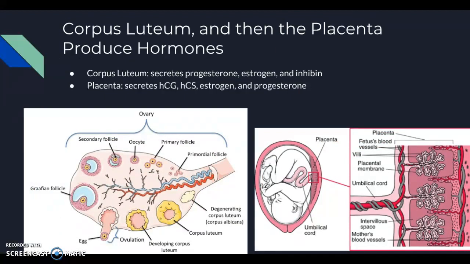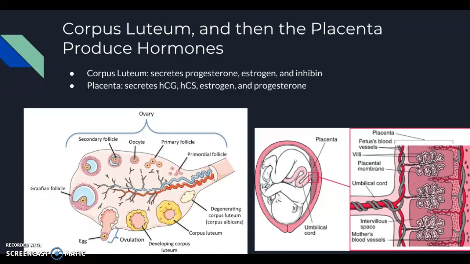Next, we will move on to the corpus luteum and its role in the production of hormones, as well as the transition from the corpus luteum into the placenta in secreting hormones. So you might remember from the Silverthorn chapter that the corpus luteum is formed from the follicle after ovulation. So once the egg bursts from the follicle, the leftover cells migrate and change to form the corpus luteum, which is able to secrete hormones. And these hormones are progesterone, estrogen, and inhibin.